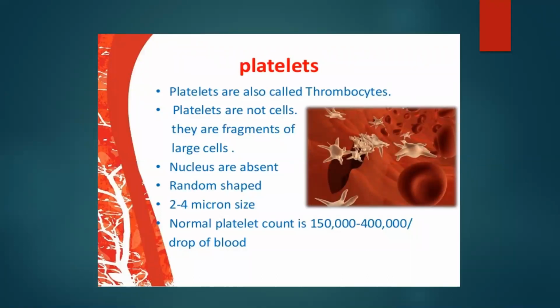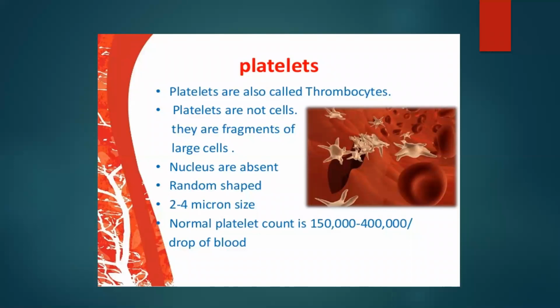This is the cellular part of blood, blood platelets. We have RBCs, we have WBCs, and we have blood platelets. Blood platelets are also called thrombocytes, the biological name of blood platelets. Next characteristic: blood platelets are not cells actually. We studied WBCs, and it is coming under the cellular part, but these are not exact cells. They are fragments of large cells, which is a very important thing. That's why they are very small in size.